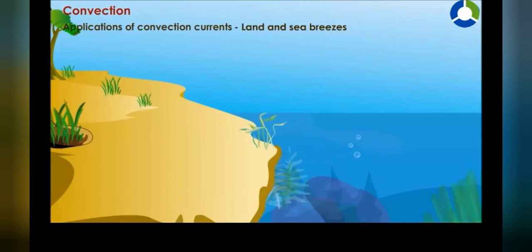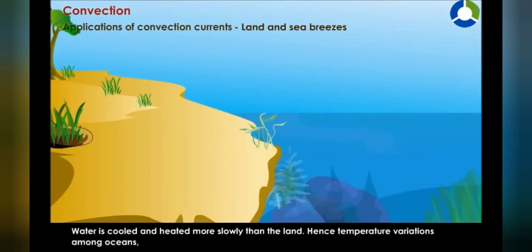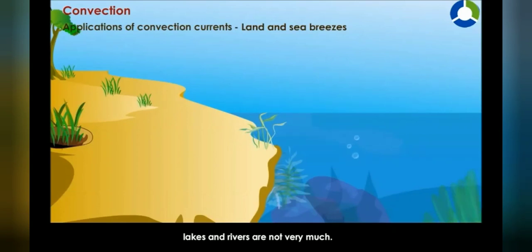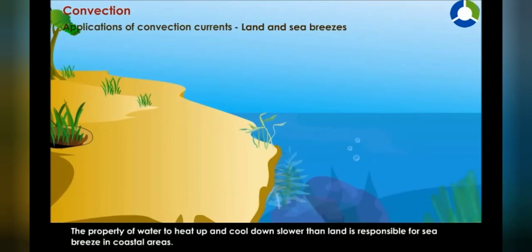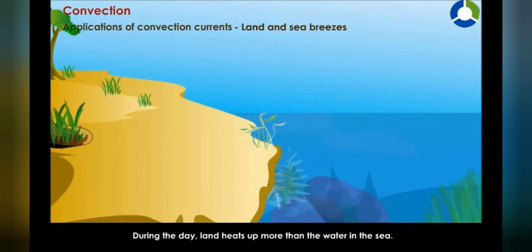Land and sea breezes. Water is cooled and heated more slowly than the land. Hence, temperature variations among oceans, lakes, and rivers are not very much. The property of water to heat up and cool down slower than land is responsible for sea breeze in coastal areas. During the day, land heats up more than the water in the sea. The warm air above the land rises up. This causes cool wind to blow from sea to land.